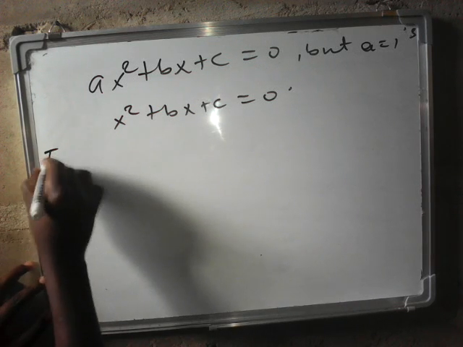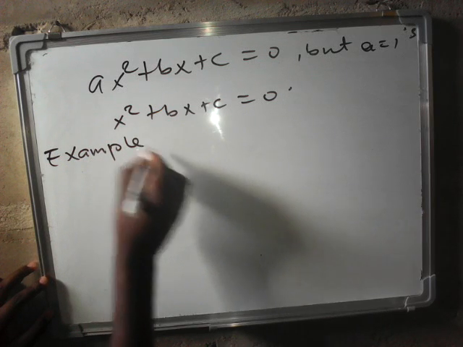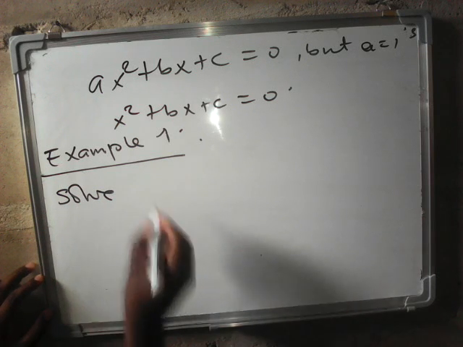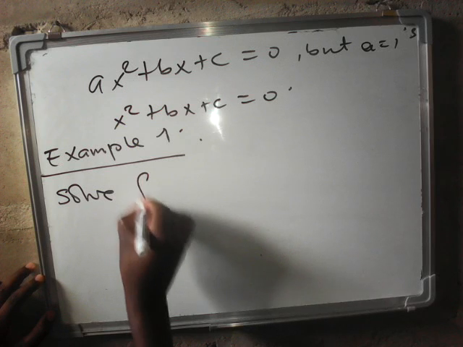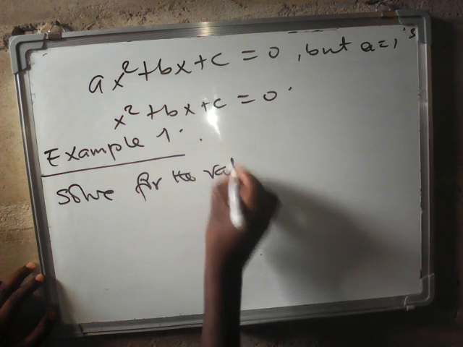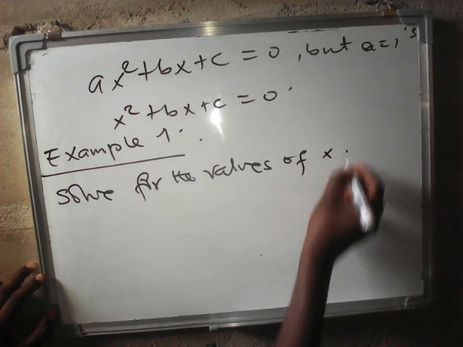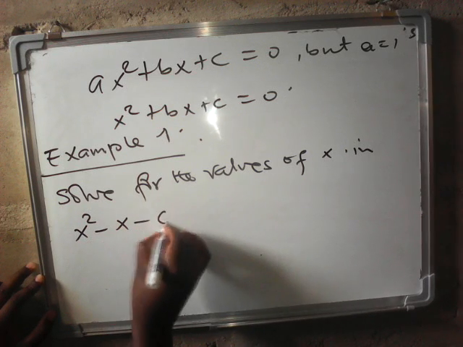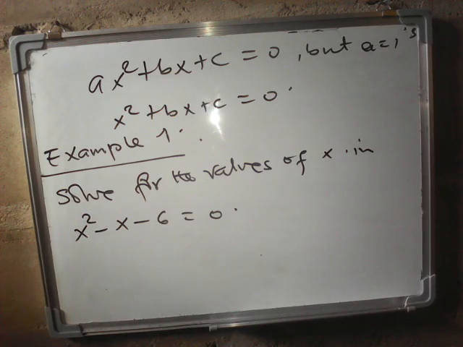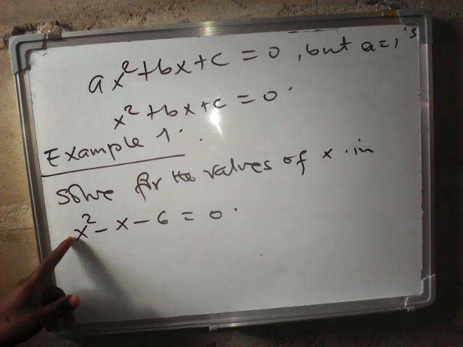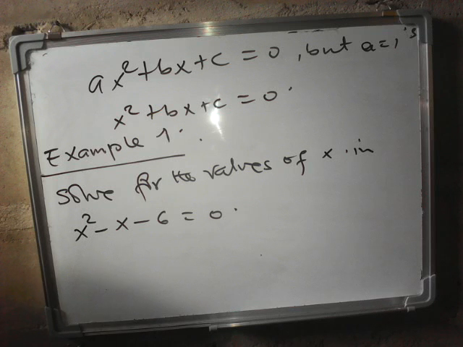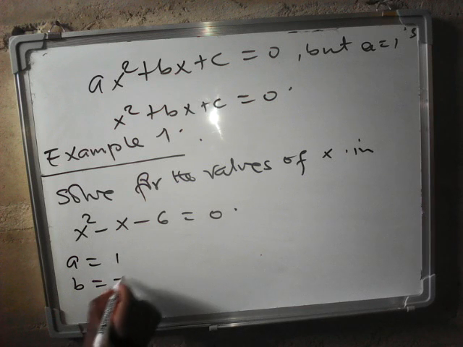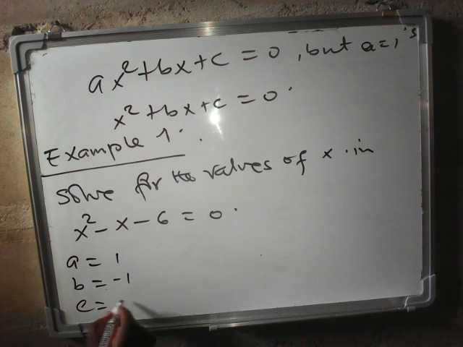Example 1. Solve for the values of x in x squared minus x minus 6 is equal to 0. So here you will realize that the constant a is equal to 1, b is equal to -1, and then c is equal to -6.